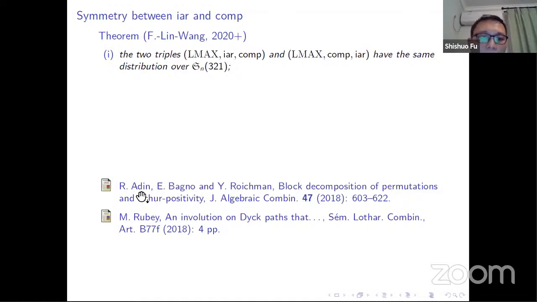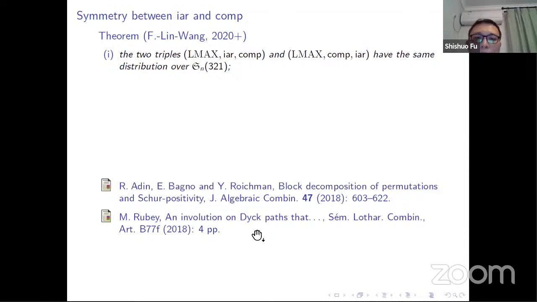By these three Israeli scholars, Adin, Bagno, and Roichman, in this 2018 paper, they consider 321-avoiding permutations according to, I guess, the statistics comp and IR, because of course they call IR using a different name. They prove they are equidistributed. Then Rubey, also from Vienna, was able to refine this, to strengthen this to the jointly symmetric distribution. That means Adin, Bagno, and Roichman can only prove IR is equidistributed with comp. But Rubey extends this to (IR, comp) being equidistributed with (comp, IR), where you switch the pair, they are the same. And including this set-valued statistic, left-to-right maximum.